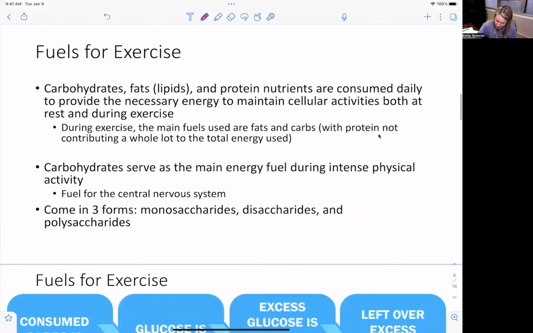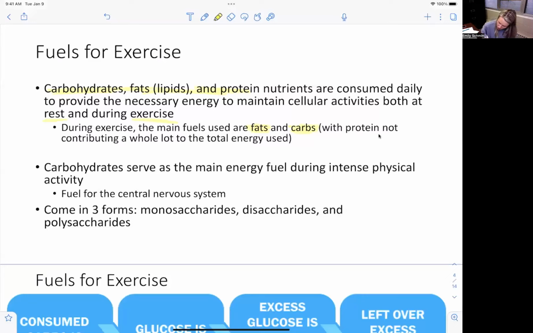But for our fuels for exercise, we know that carbohydrates, fats, and proteins, these are nutrients consumed daily and they provide the necessary energy. And so we actually need energy at rest and we need energy at exercise. But during exercise, the main fuels that are used are fats and carbs. So proteins are not going to contribute a whole lot to the total energy used. That's more afterwards for the repair and the regeneration. During exercise, the main fuels are fats and carbohydrates.